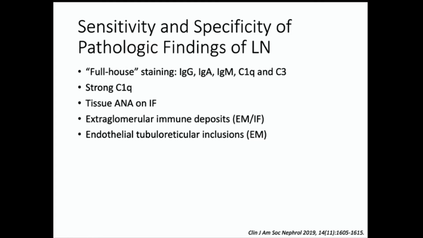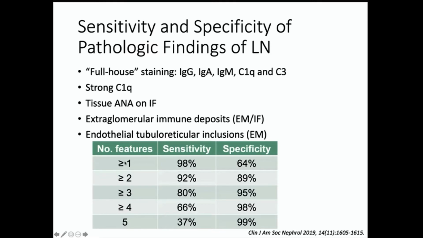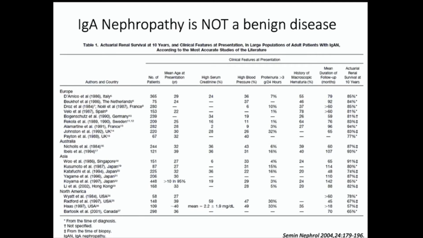for lupus nephritis, which include full house staining, which means what we just mentioned, and then strong C1q, tissue ANA detected by IF, and then extraglomerular deposits either detected by IF or EM, and then endothelial tubular reticular inclusions detected by EM. Okay, so these 5 features. And then with these 5 features, if we see as many of these features, the sensitivity decreases, but the specificity for lupus nephritis diagnosis is increased. Okay, so then we look at our case, we will come back later.